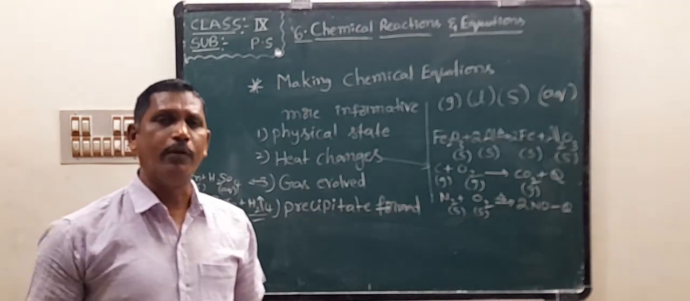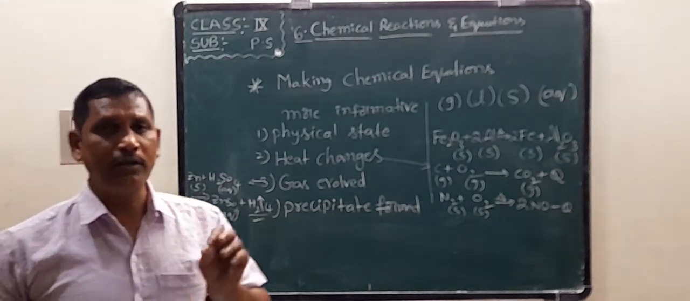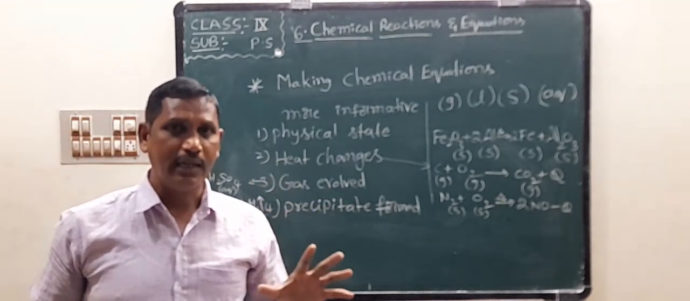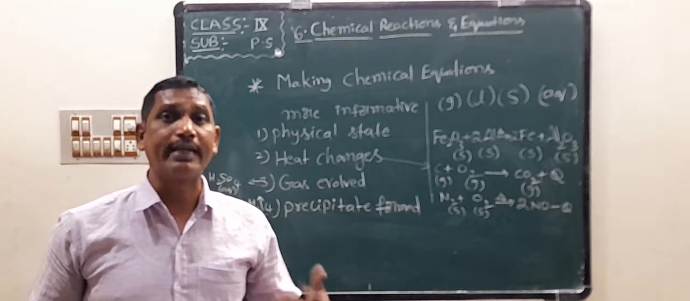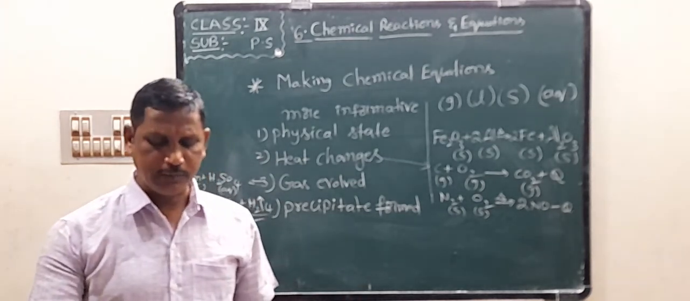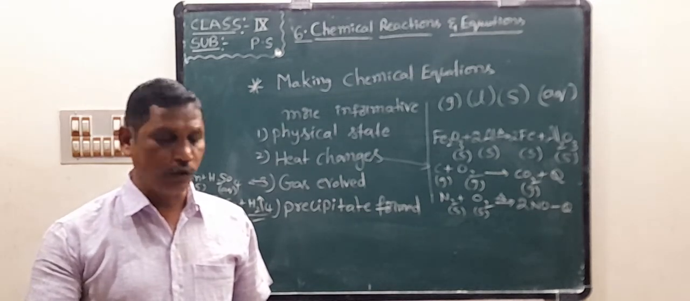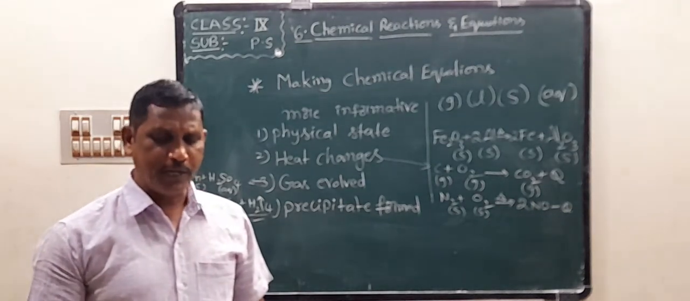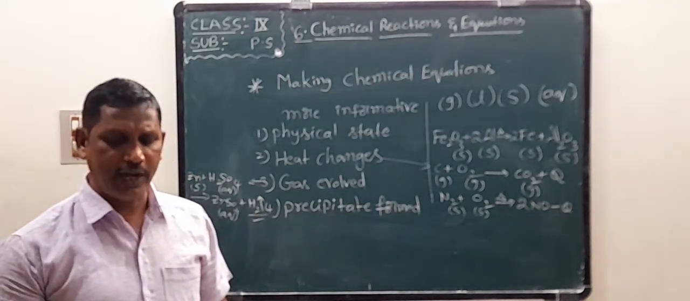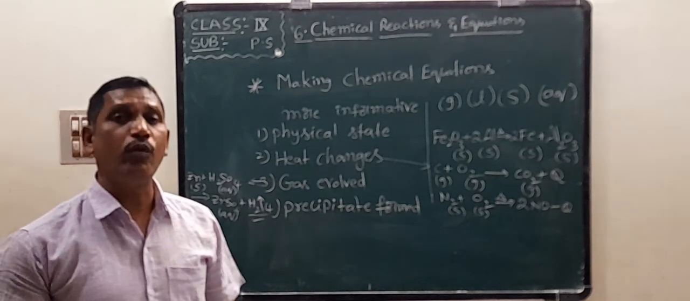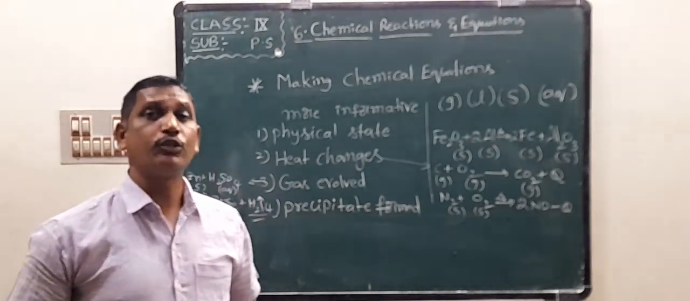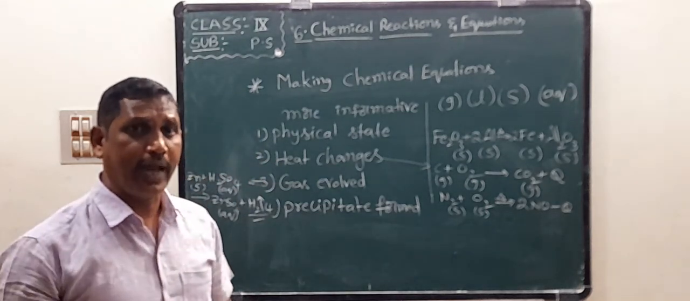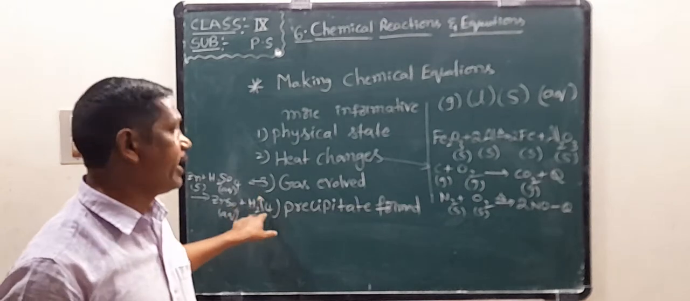Expressing the precipitate formed. Precipitate means small solid crystals, small solid particles. If a precipitate is formed in a chemical reaction, it is denoted by a downward arrow. Precipitate means a solid, indicated by the downward arrow. Gas is indicated by the upward arrow.